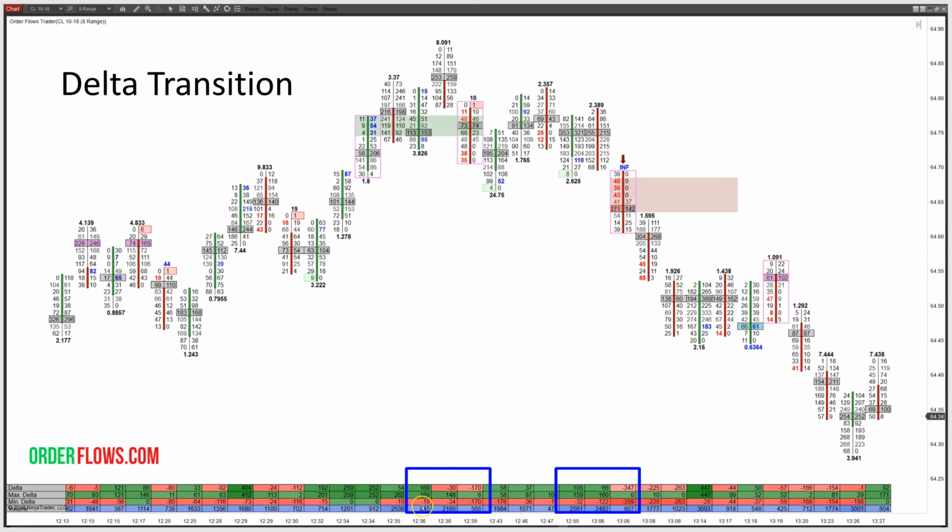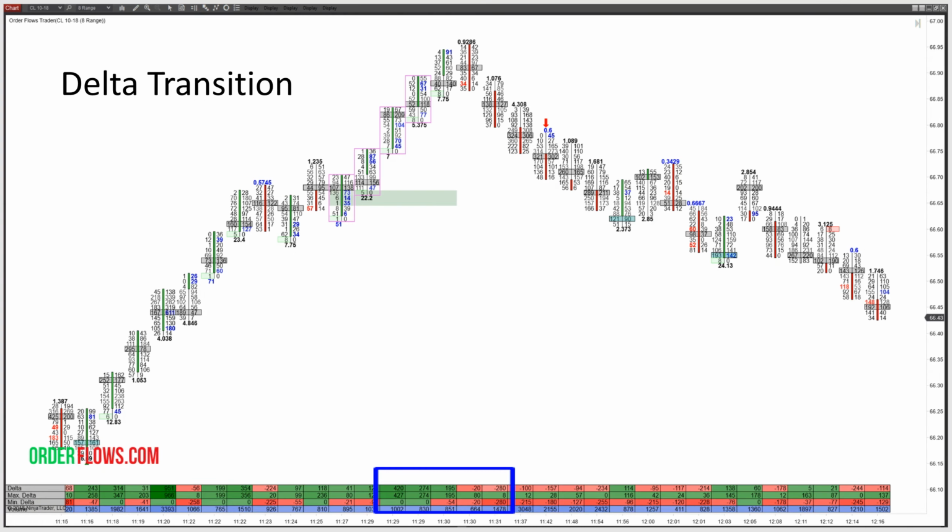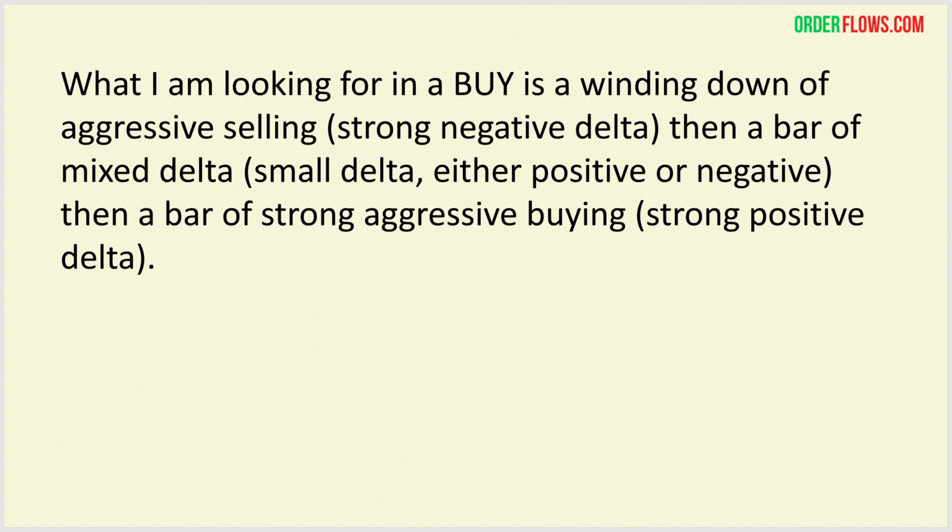So like it'd be plus 169, minus 30, which I consider small, then a strong negative delta of minus 170, minus 105, then a small delta, plus 66, and then a strong negative delta of minus 347. But when you can get more bars included, I think it just looks a little bit stronger optically.